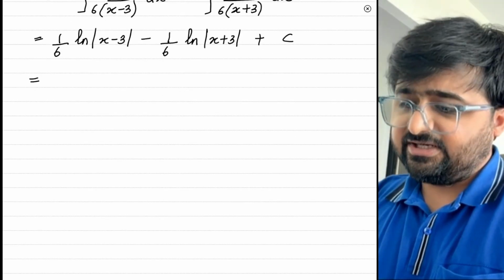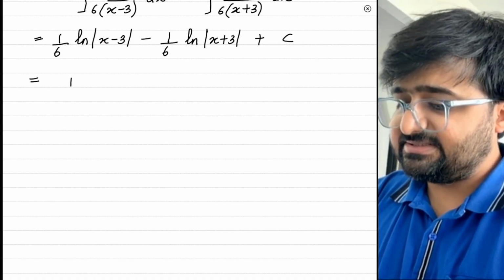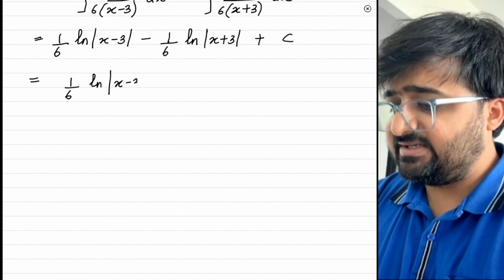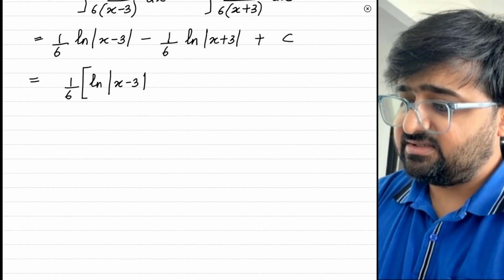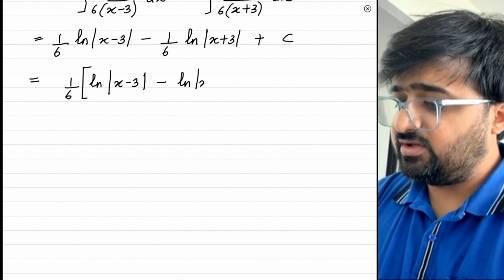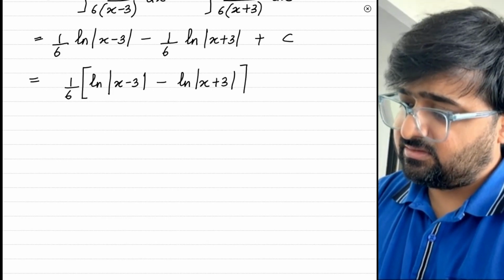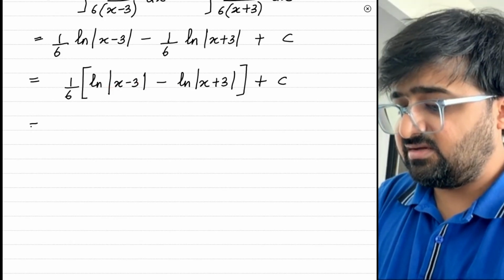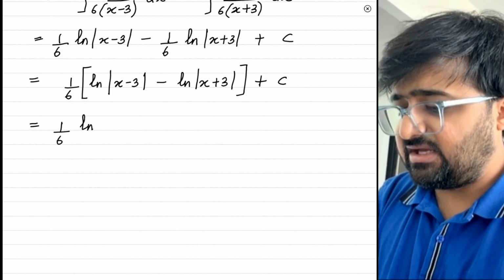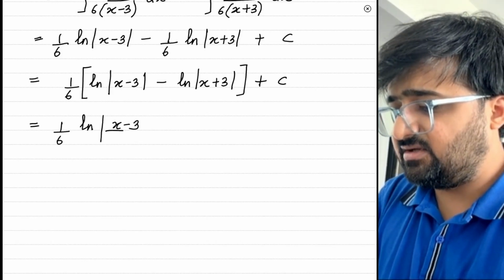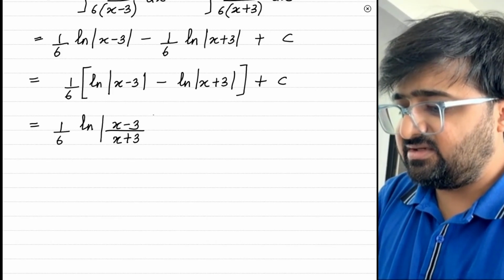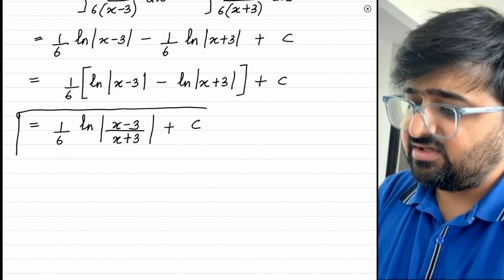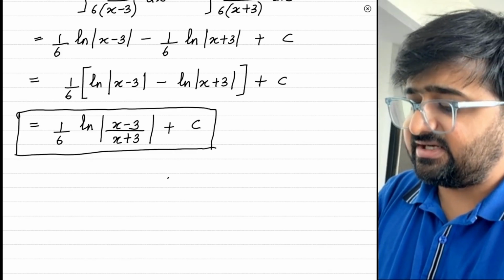You can clean this up a little bit by factoring out 1 over 6 and saying ln mod x minus 3, so let's factor out 1 by 6, minus ln mod x plus 3, plus constant of integration. See, you can apply now the formula ln a minus ln b is ln a divided by b. So x minus 3 divided by x plus 3 plus constant of integration c, and this is nothing but the final result of the integral that we are looking for.